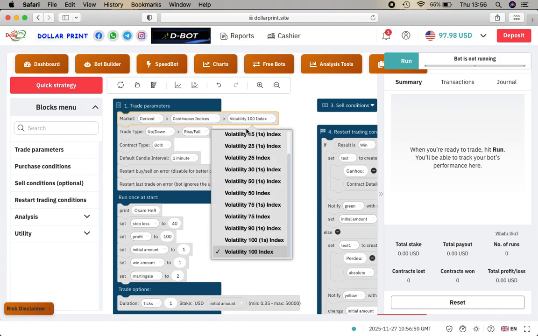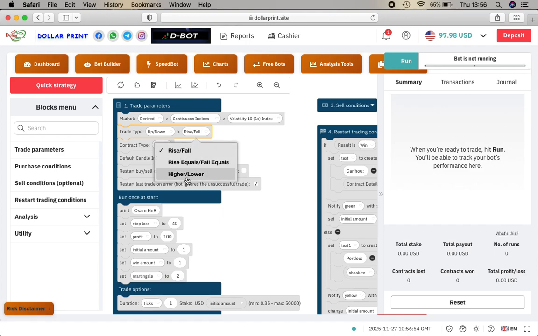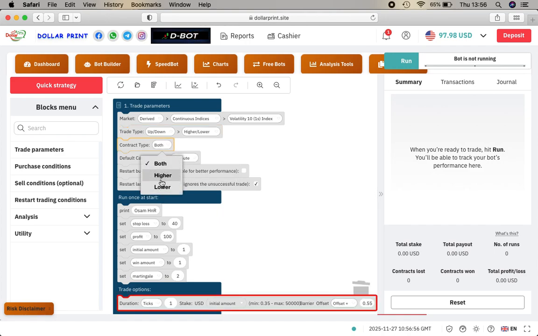So let me start with the Volatility 10 index, then up and high and lower. I'll be doing higher in the meantime. So let me set my risk management part. I'm gonna use $50 and also $50. Let me use six ticks.